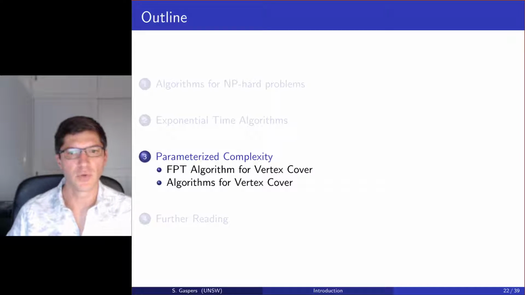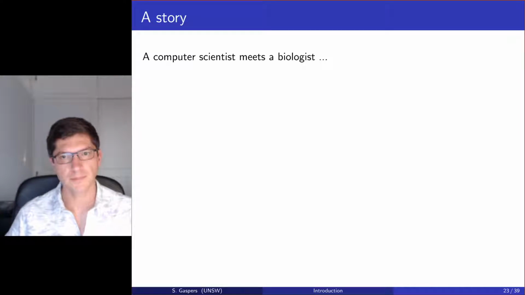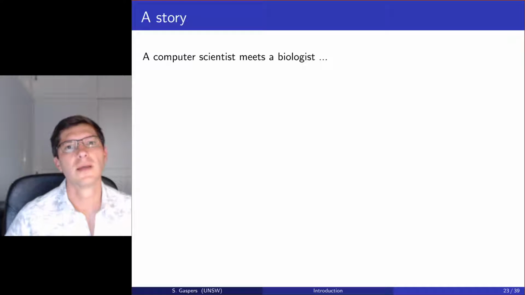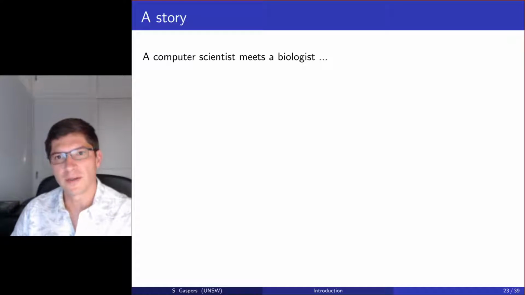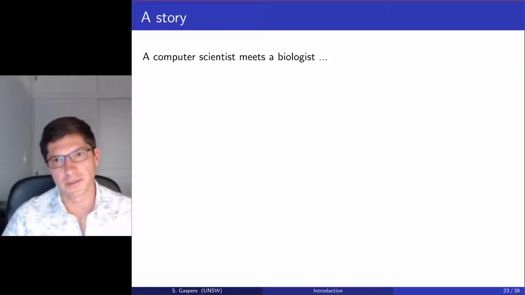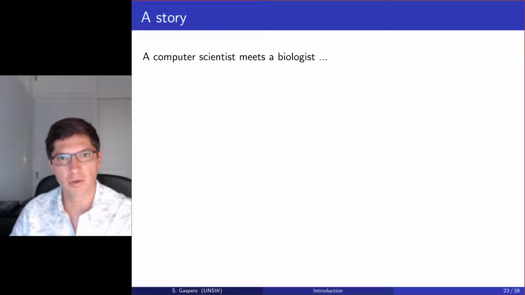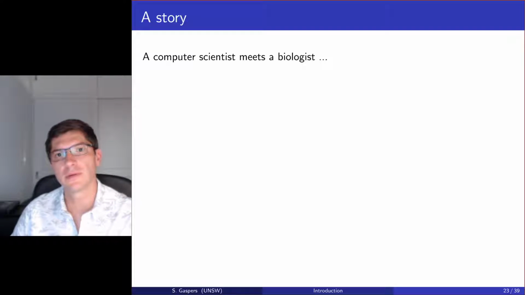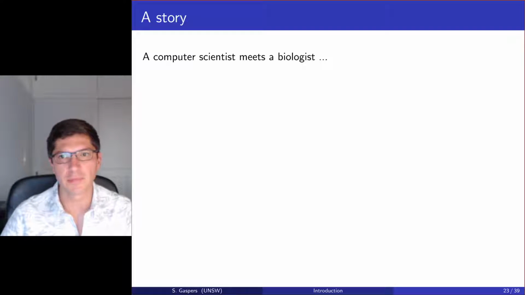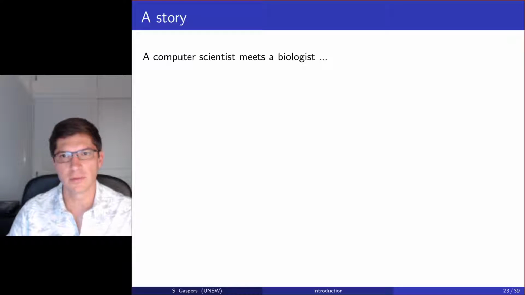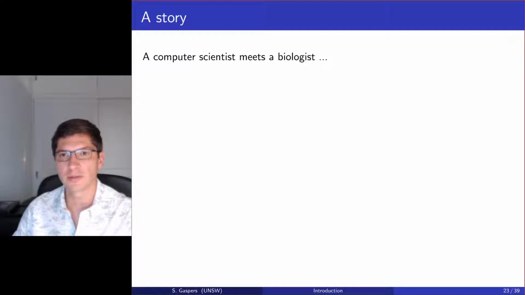Let's now have a look at parameterized algorithms. So let me tell you a story. Let's say that a computer scientist meets a biologist. The biologist has done many experiments, around 1,000, but then he notices when he looks at his data that unfortunately there are some conflicts.